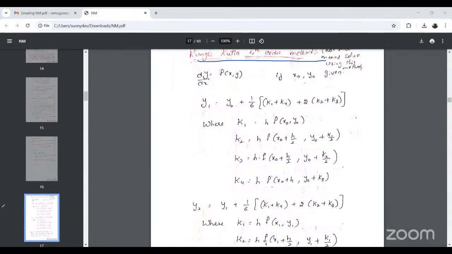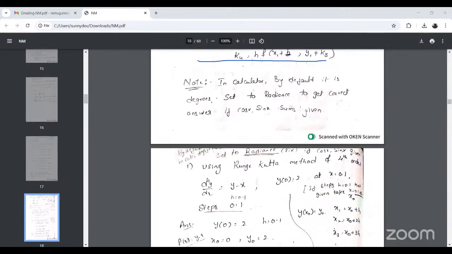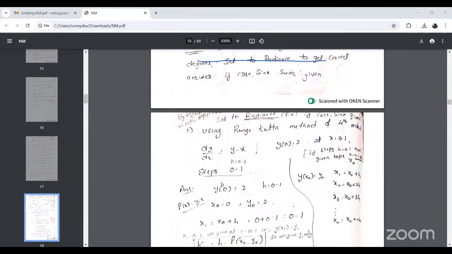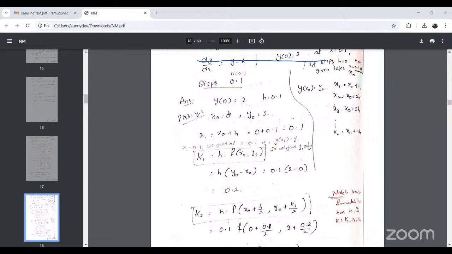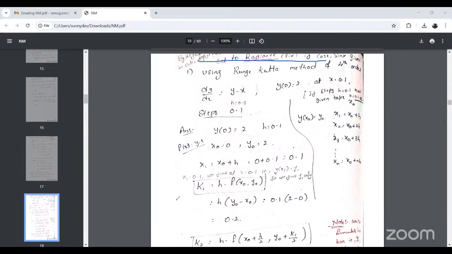Okay, let's see problems on this basis. So using the Runge-Kutta fourth order method, solve dy by dx equals y minus x, where the initial condition they are giving is y of 0 equals 0, and they are asking for y at x equals 0.1. So dy by dx equals y minus x.